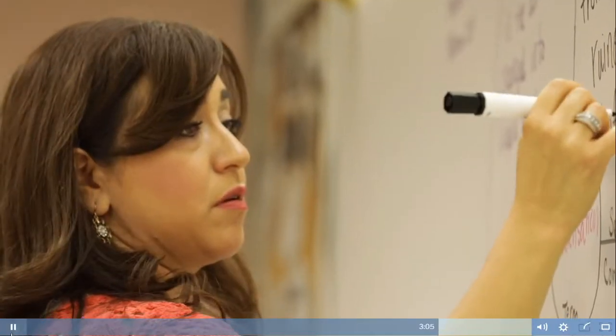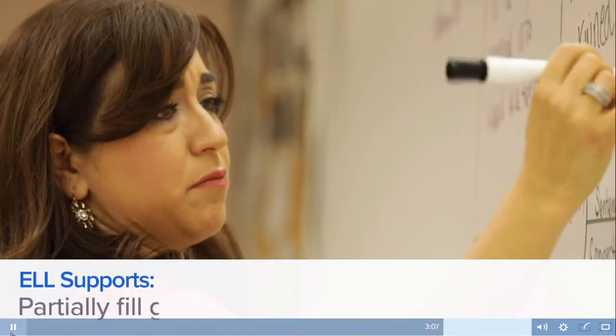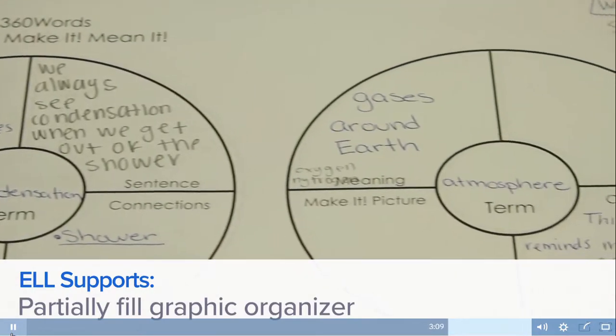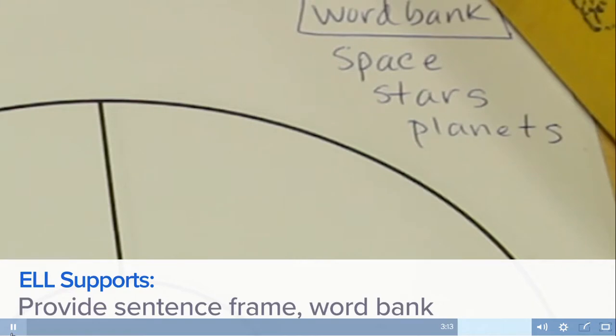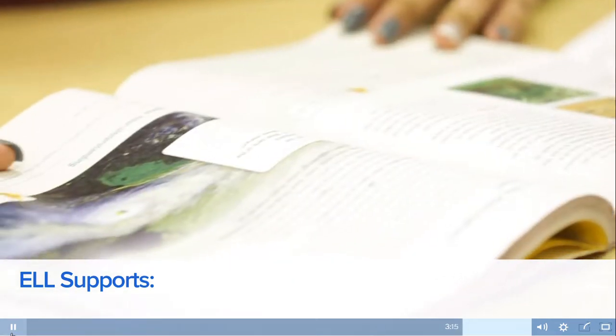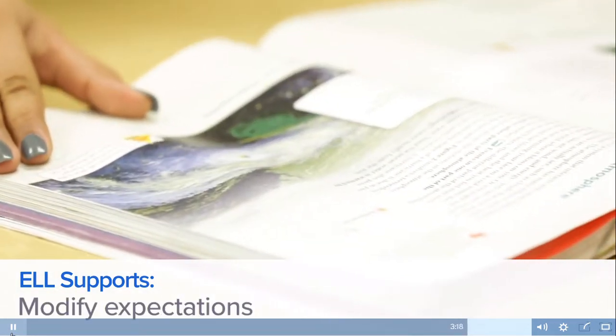You can adapt this activity by providing a partially filled graphic organizer ahead of time for students. You can provide sentence frames. You can provide a word bank to allow them to draw from. For your true beginners, you can even just allow a picture sketch.